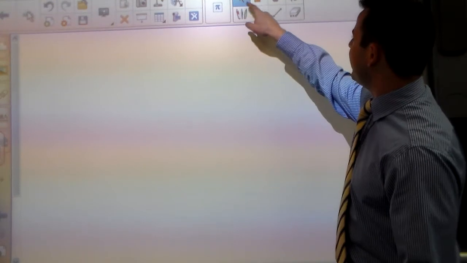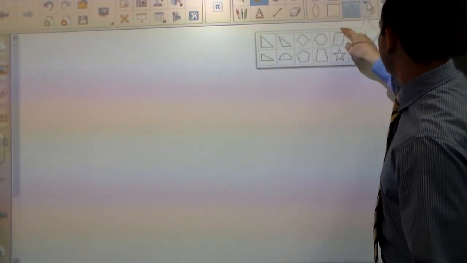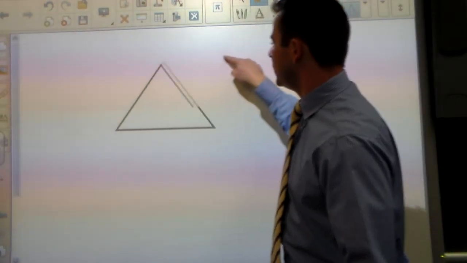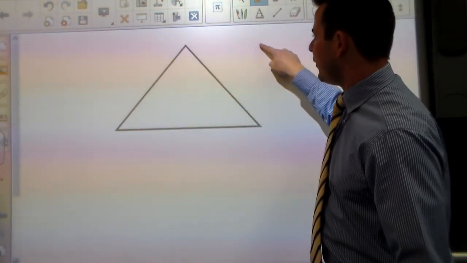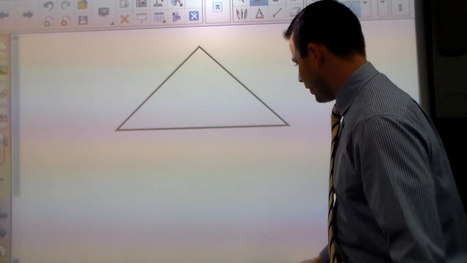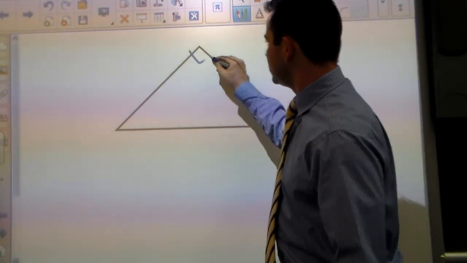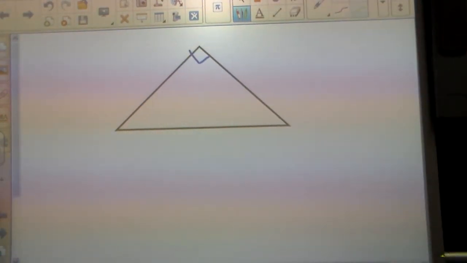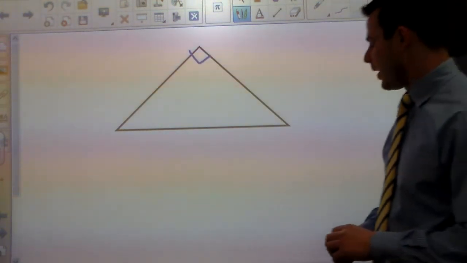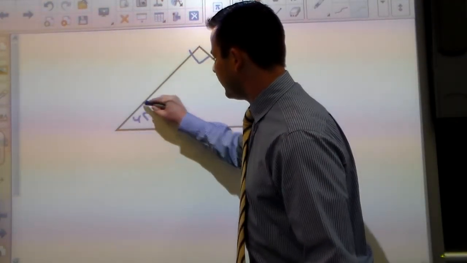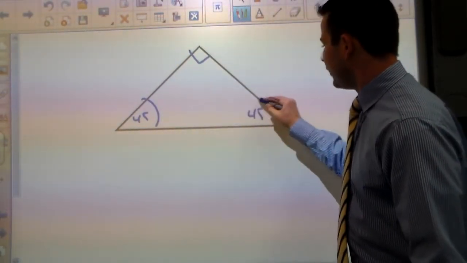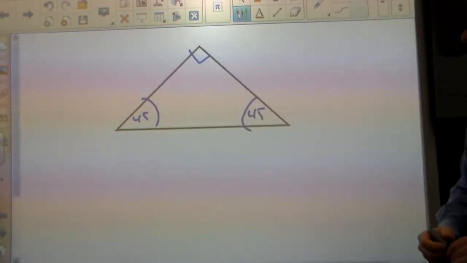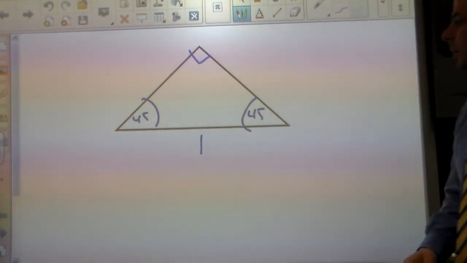How about a 45, 45, 90 right triangle? That looks isosceles. Let's try a 45, 45, 90 right triangle. Just remember that this comes from the unit circle. So we have a 45, 45, 90 right triangle in which the hypotenuse will be 1.